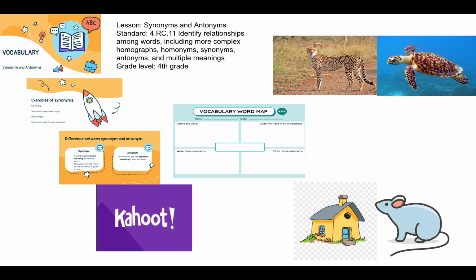So this is my storyboard. My storyboard has about 9 pictures, and all these pictures have meanings towards the lesson that I'm doing, which is synonyms and antonyms. And I have 2 comparisons. I compare a cheetah and a turtle. So this comparison, when looking at it, a cheetah is fast.